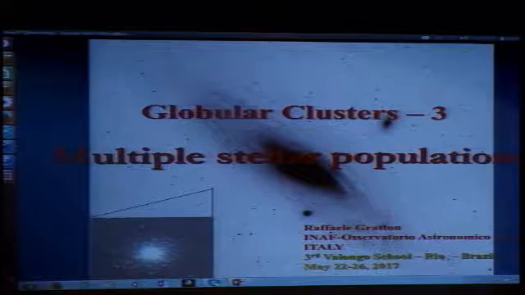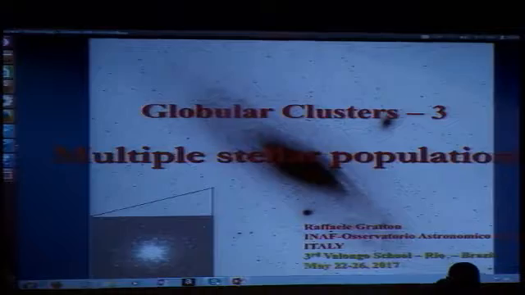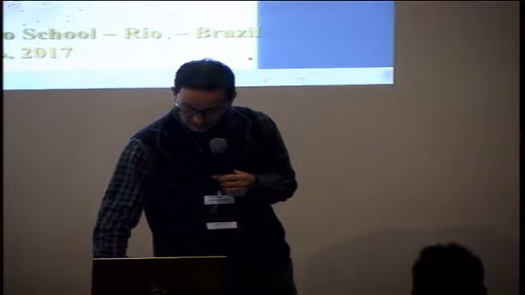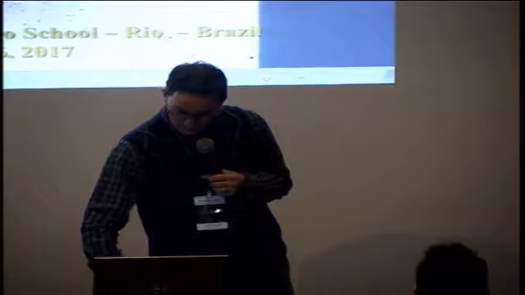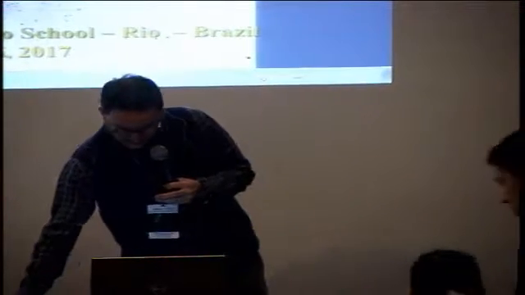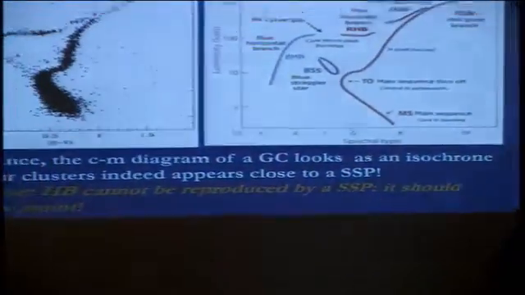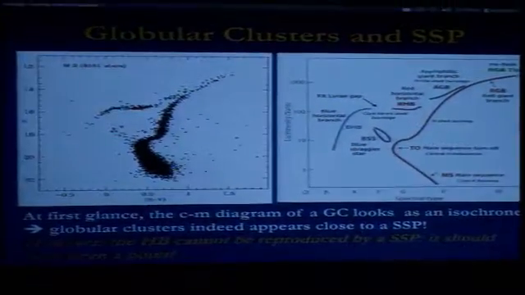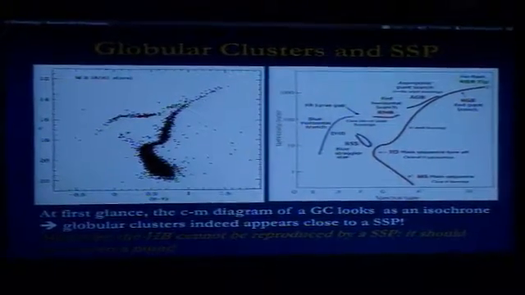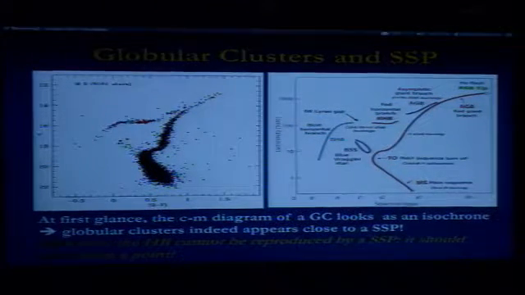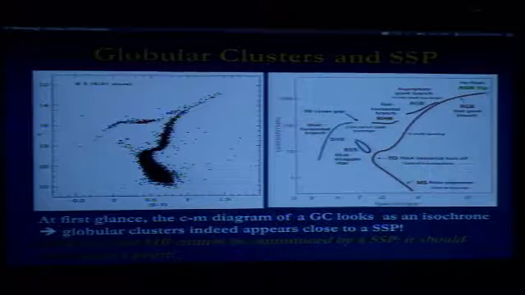So in the first two lectures, we set the frame to understand what globular clusters are, and now we will look at this issue of multiple stellar populations. At first glance, the color magnitude diagram of a globular cluster looks like an isochrone, and so one thinks that it is a good approximation to a single stellar population.